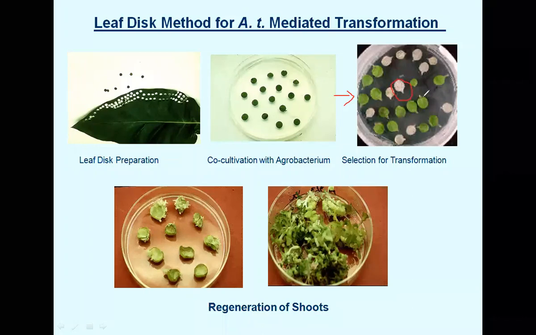So you select the transformed plant tissues, and then using tissue culture, you will use medium containing different proportions of auxin and cytokinin. You will induce callogenesis, then you will induce rhizogenesis, and slowly over a period of time these plants will grow into a full plantlet, and then you will go for two types of tests.